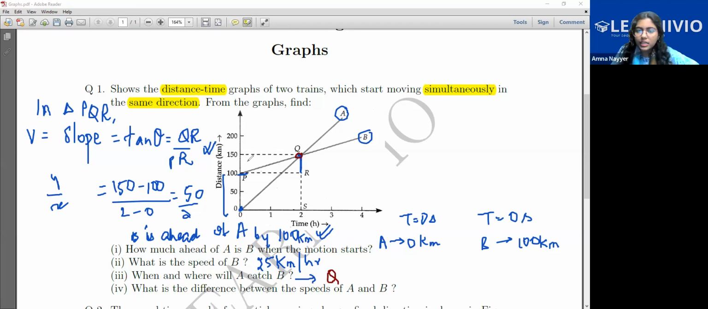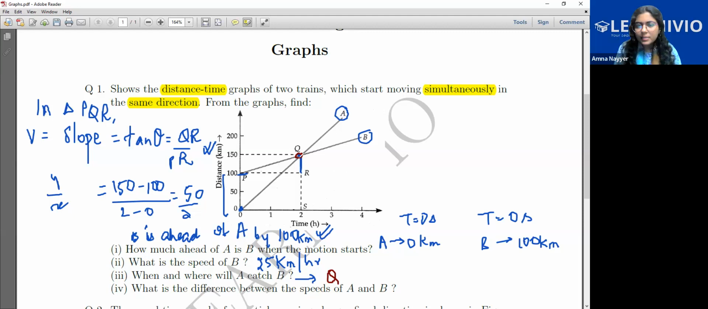Now you see, it is saying 150, a distance of 150 kilometers from the origin. Don't take these distances by subtracting 100, subtracting 50. You have a reference origin. Like in the first part also, I answered that B is ahead of A by 100 kilometers. See, it's safest to take from the origin.